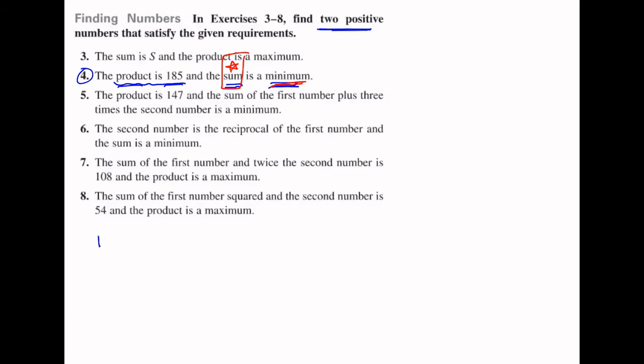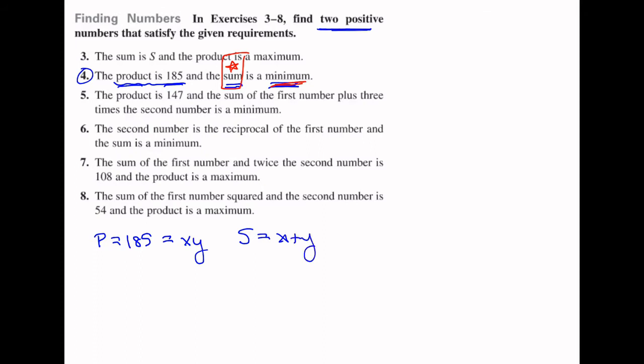So let's call that P, and let's say that's 185. The sum of two numbers, we want it to be a minimum. Well, the two numbers, we have to decide on something to call them. So let's call them x, y. So going back to the product really quickly, the product of x and y would be written as xy. Now the sum of x and y is going to be x plus y.